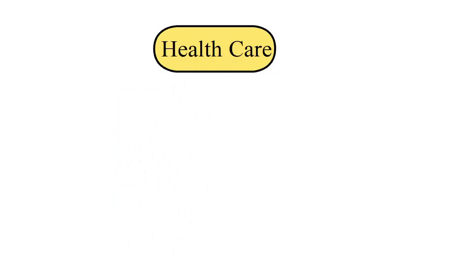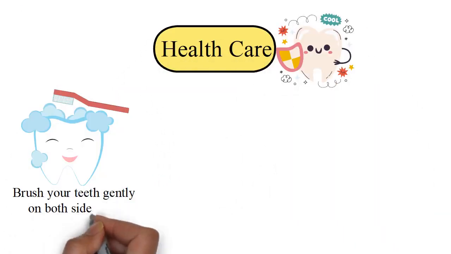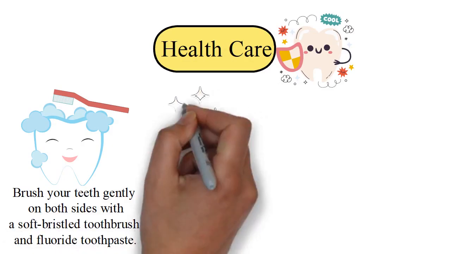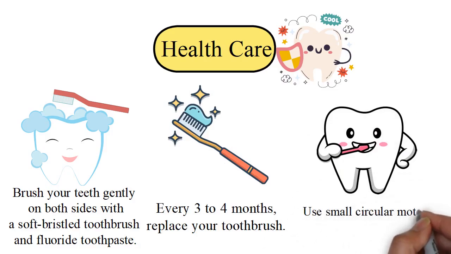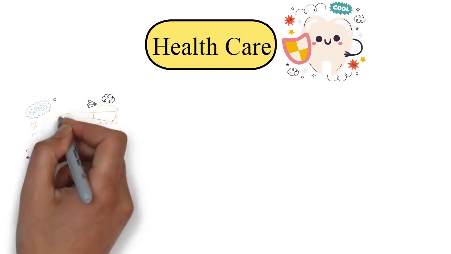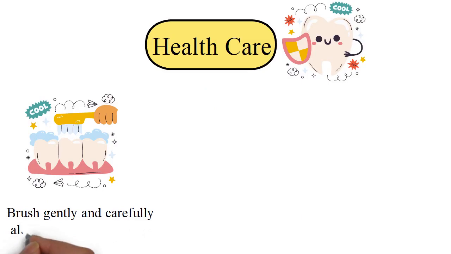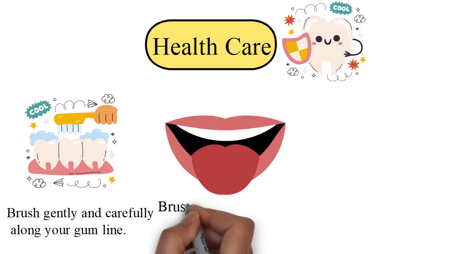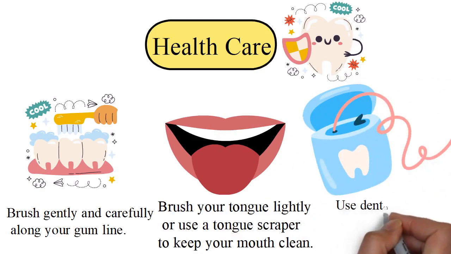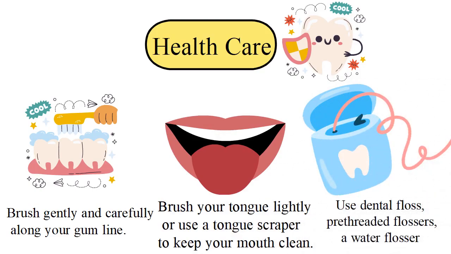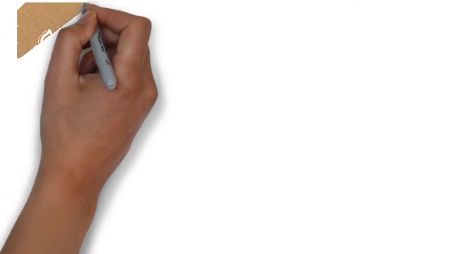The healthcare. Brush your teeth gently on both sides with a soft bristle toothbrush and fluoride toothpaste. Every 3 to 4 months, replace your toothbrush. Use small circular motions and short back and forth strokes. Brush gently and carefully along your gum line. Brush your tongue lightly or use a tongue scraper to keep your mouth clean. Use dental floss, pre-threaded flossers, or a water flosser.